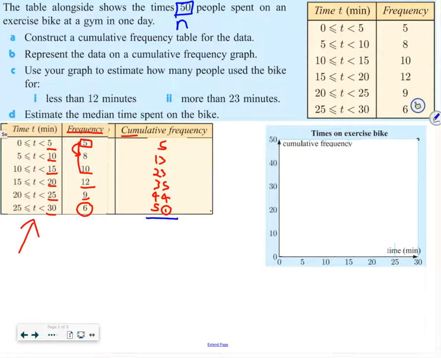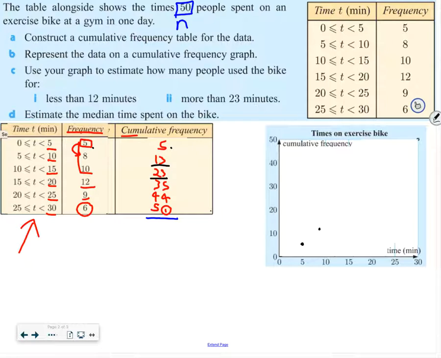Now, if I'm going to do my graph, I am going to mark my values here. At 5, I have a frequency of 5, so I'm going to make a dot right there. At 10, up until 10, I have 13. So it's going to be somewhere slightly above 10.